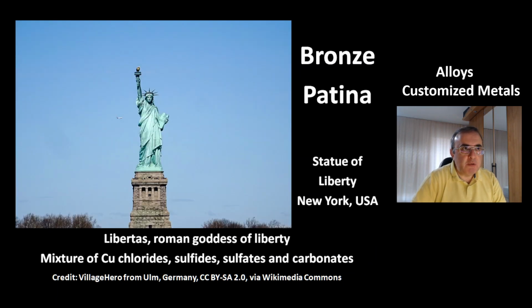One compound of bronze is patina. This greenish surface. You can see that, for example, at the Statue of Liberty in New York, USA. This is a statue of the goddess Libertas. She was the goddess of liberty, and usually this patina is wanted because it gives the surface structure and depth. Patina is a mixture of copper chloride, sulfides, sulfates, and carbonate.